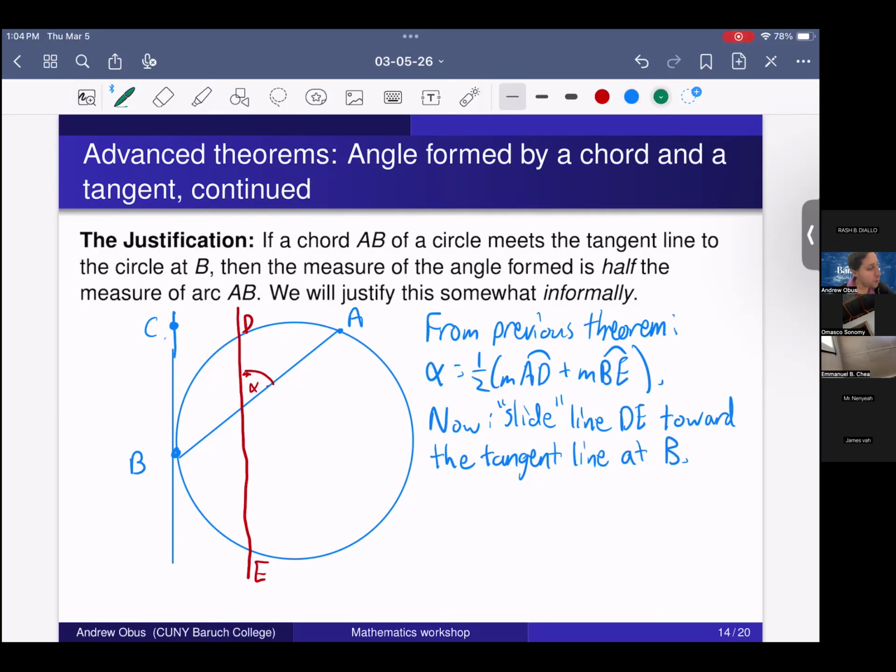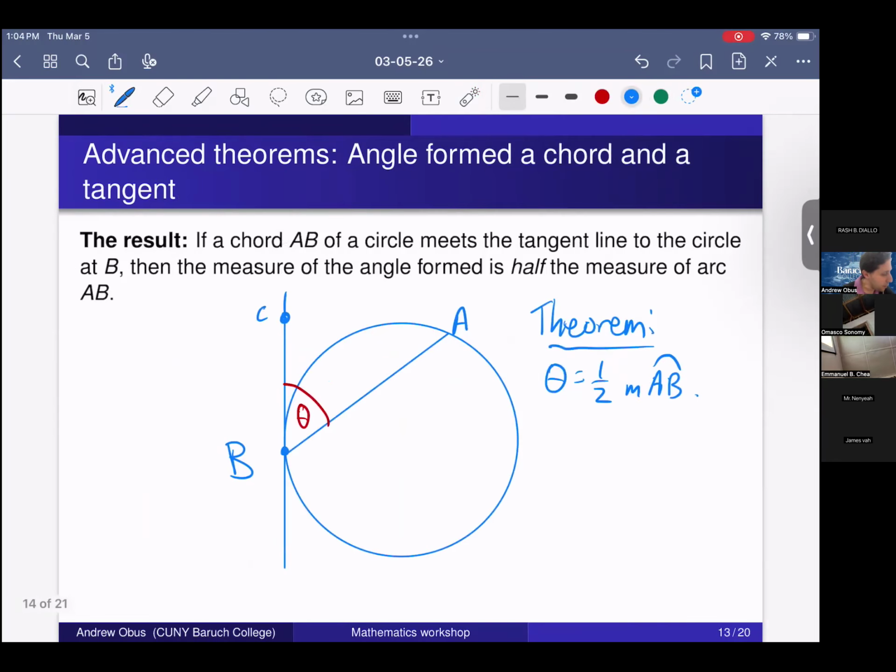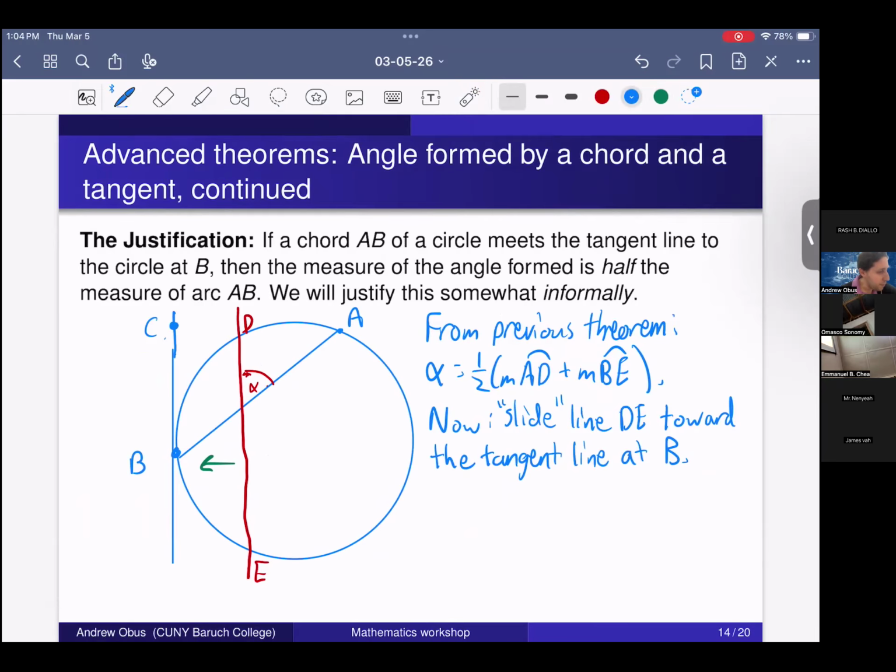Okay, so what happens when we just slide this line this way? I'm going to keep line AB by itself, but I'm going to slide this line DE gradually toward this tangent line. I'm just going to slide it to the left. Remember, this angle we called theta at the beginning.